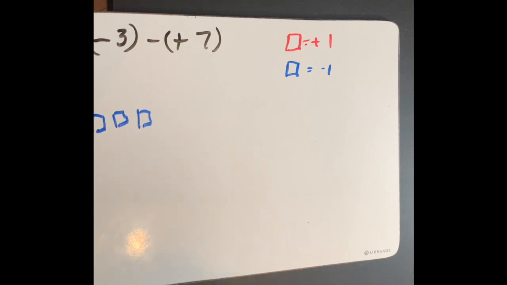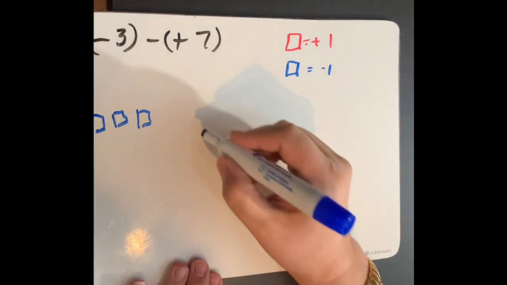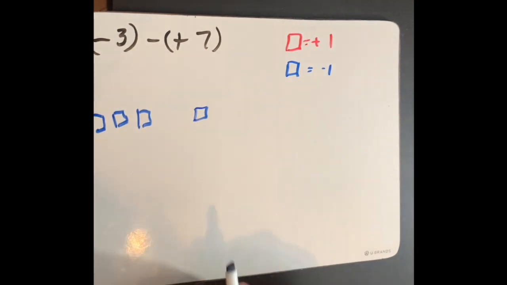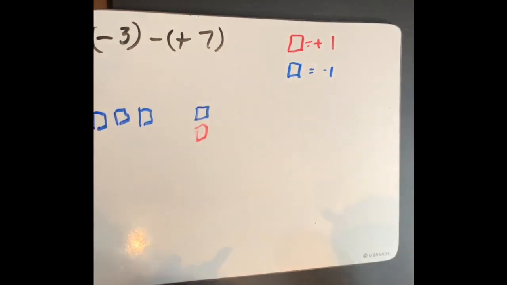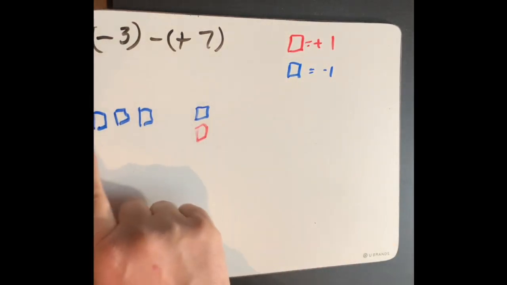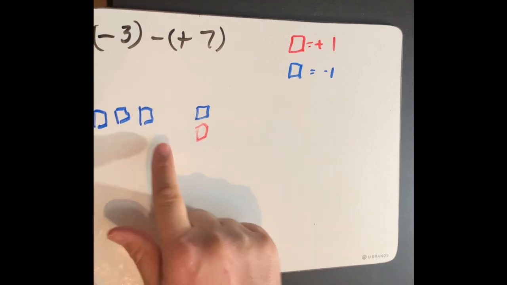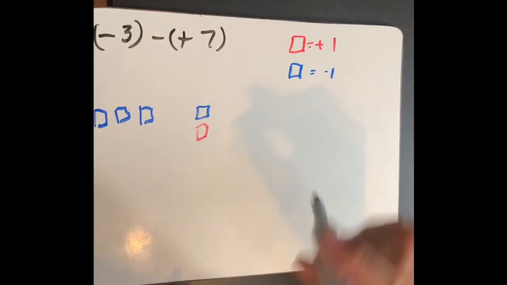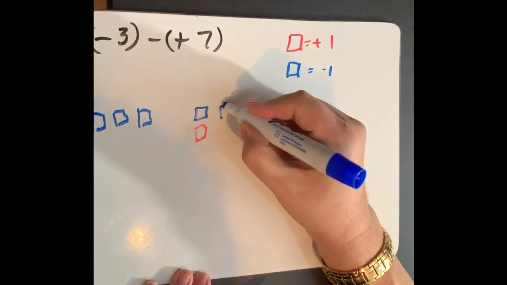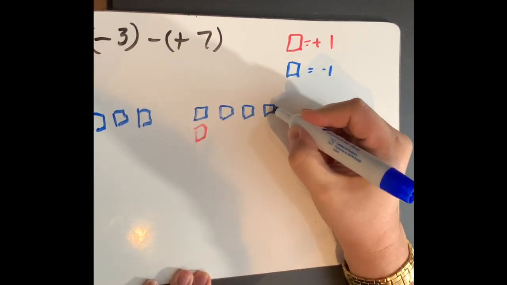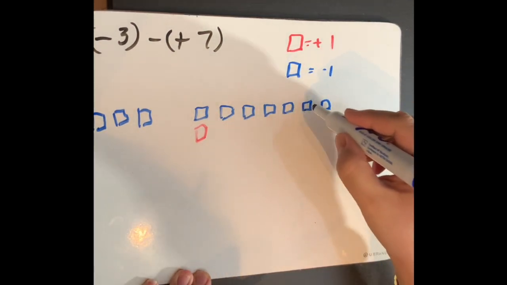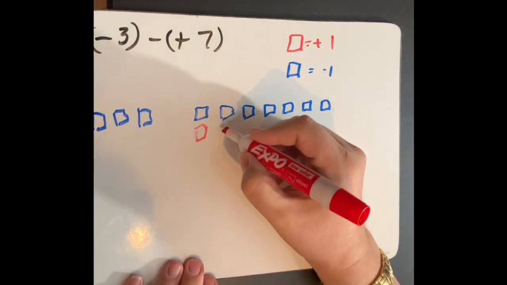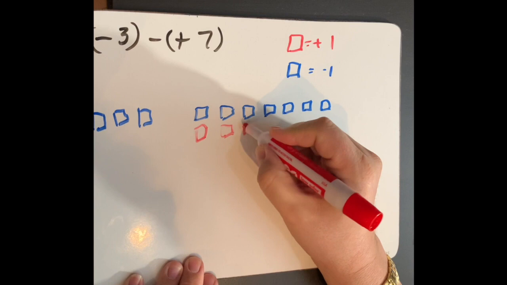So without changing the value of the equation, I'm going to add 0 pairs until I do have 7 red squares. I know this is a little confusing, but there's 1 blue square and 1 red square. And now that has a value of 0. So my equation is still the same. I still have 3 negatives and nothing more. So I'm going to do that so that I have 7 of them. 2, 3, 4, 5, 6, 7. So there's 7 blue squares, and to balance those out, I'll draw in 7 red squares.